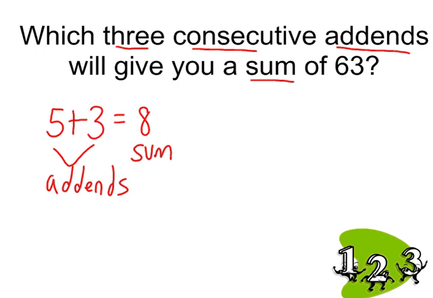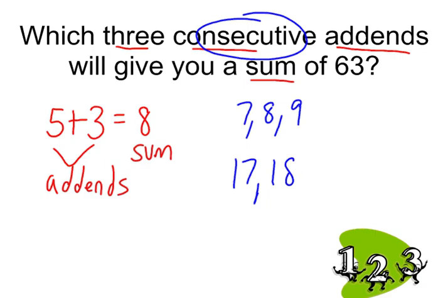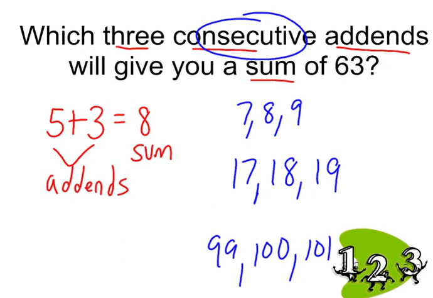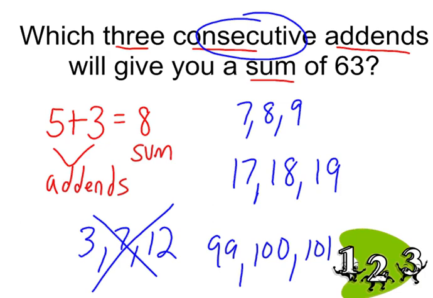Well, what does the word consecutive mean? Consecutive would be like in a row. So 7, 8, and 9 would be consecutive numbers. 17, 18, 19 would be consecutive numbers. 99, 100, 101 would be consecutive numbers. 3, 7, 12 would not be consecutive numbers. So we're looking for three numbers, three consecutive addends, that will give us 63. And we're going to use guess and check to see if we can come up with a solution.